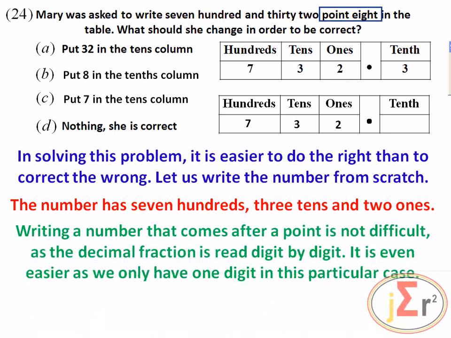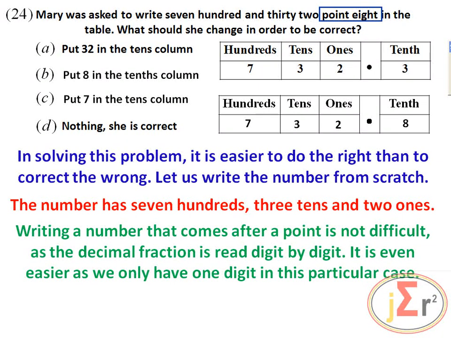Point 8. Writing a number that comes after a point is not difficult, as the decimal fraction is read digit by digit. It is even easier as we only have one digit in this particular case. After a decimal point the digits are read one at a time. However, we only have a single digit, so that 8 must be the only thing that is written to the right of the decimal point.